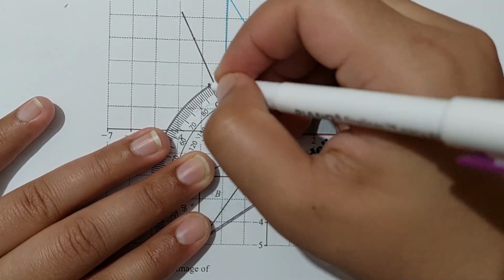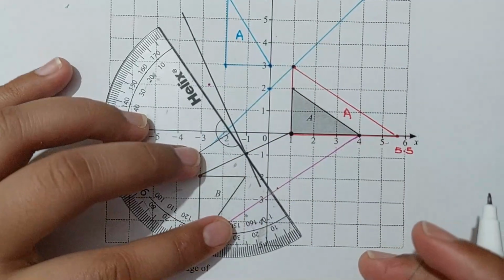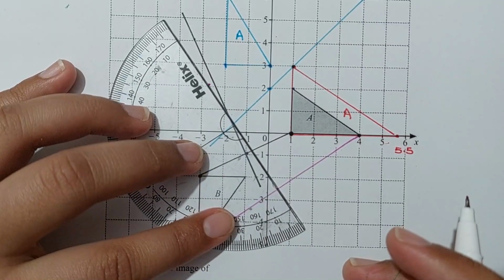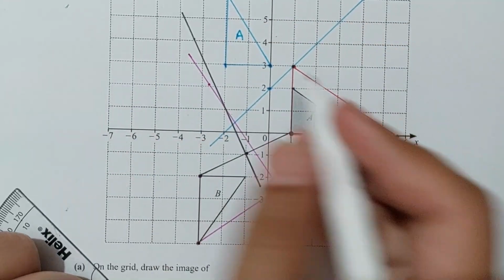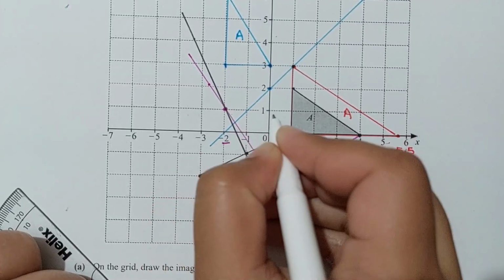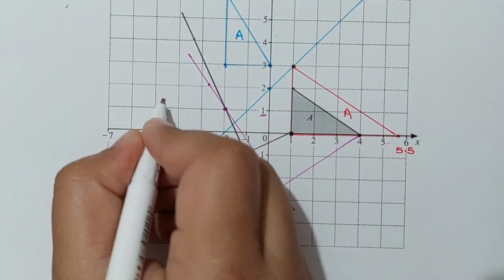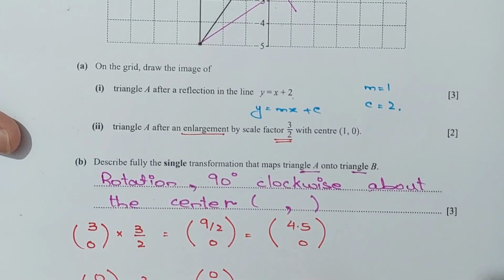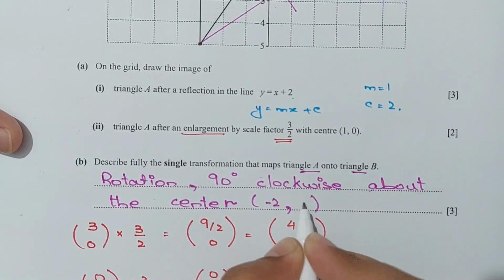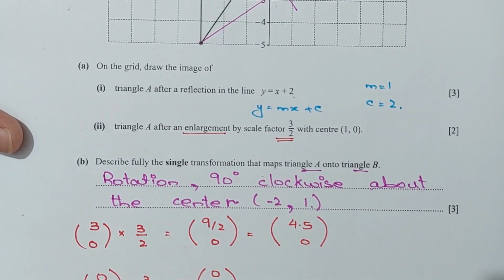Here is a perpendicular 90-degree. Connect them. The two perpendiculars intersect at this point. The x value is -2 and the y value is 1. This is the center of rotation, (-2, 1). So this is the easiest way to find the center of rotation without using tracing paper.